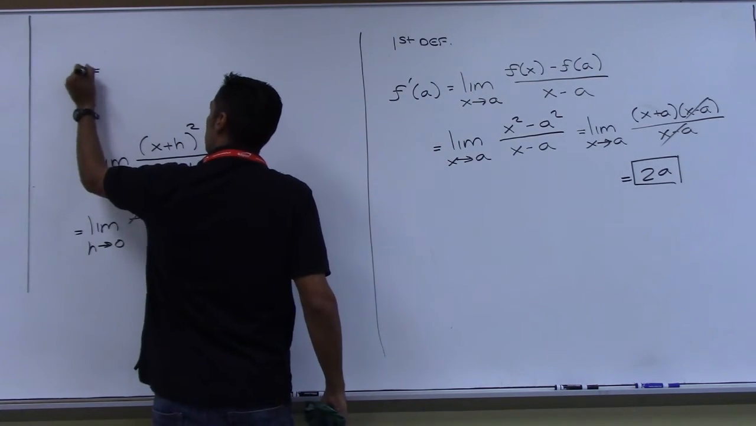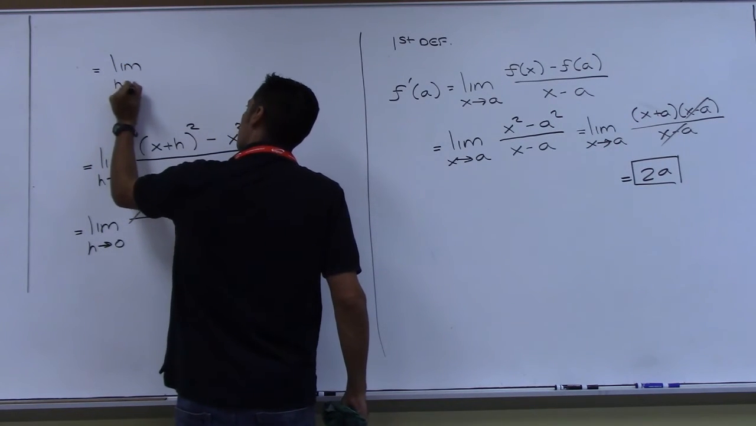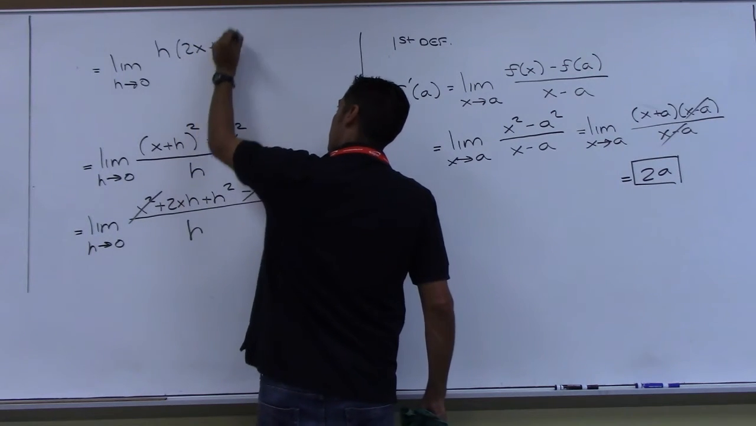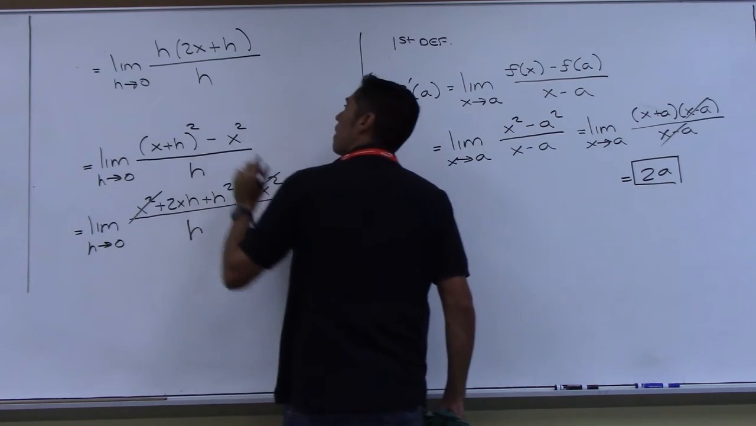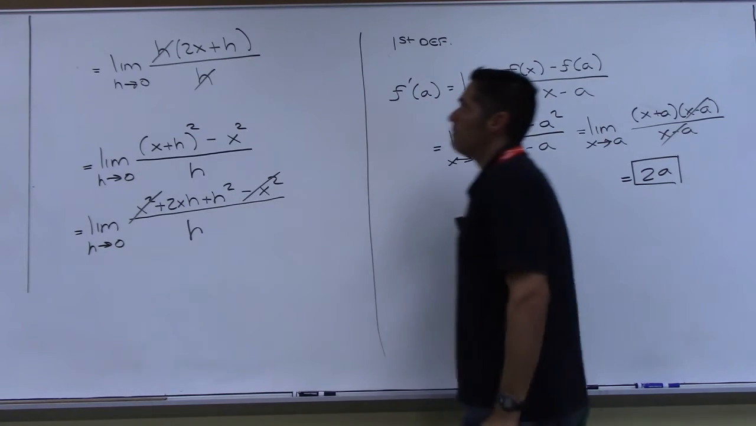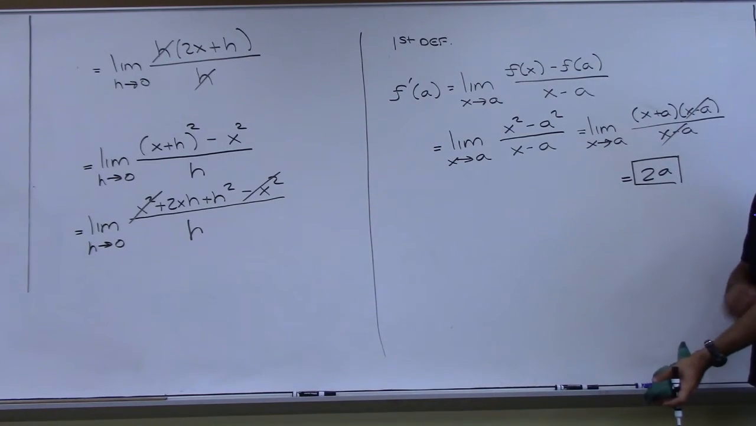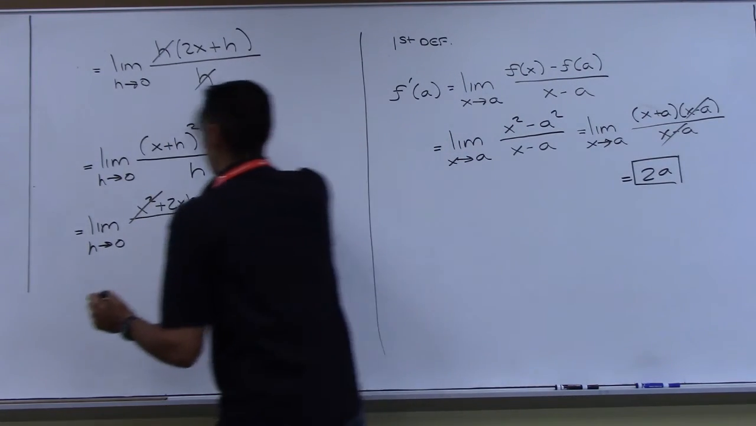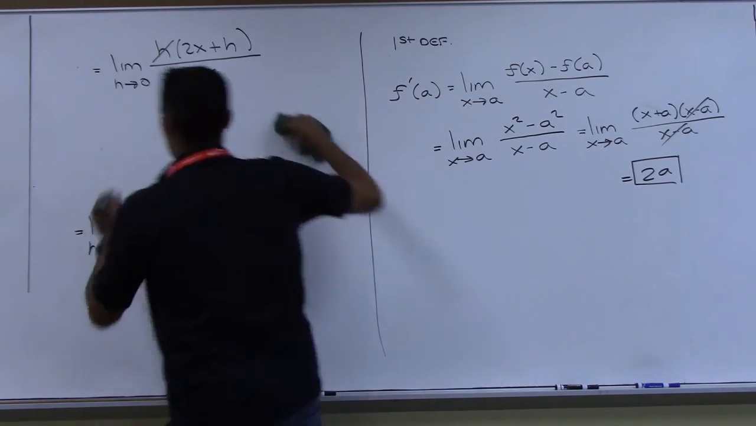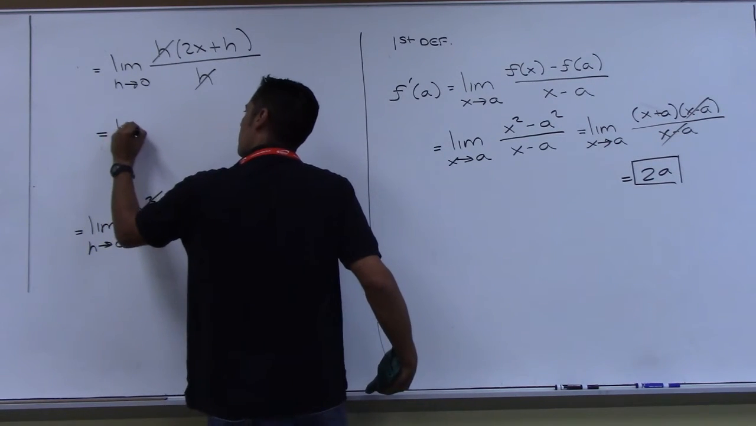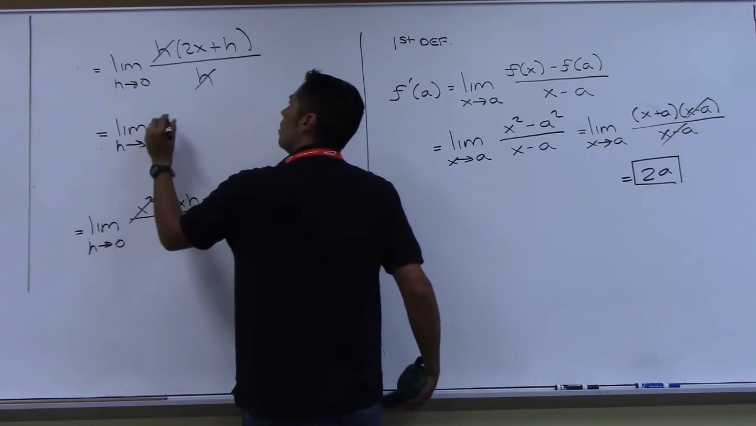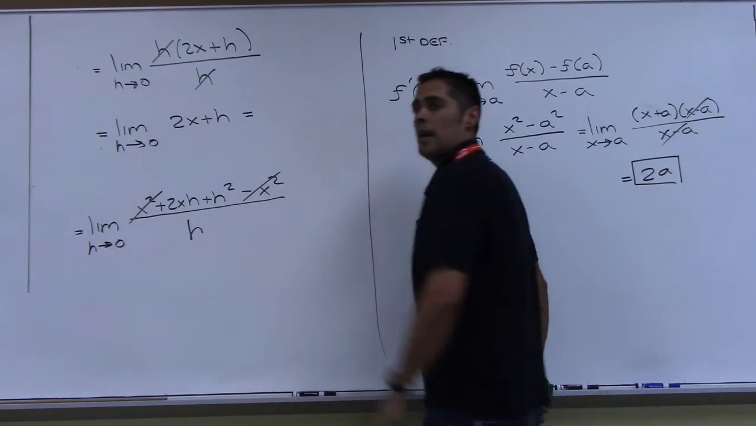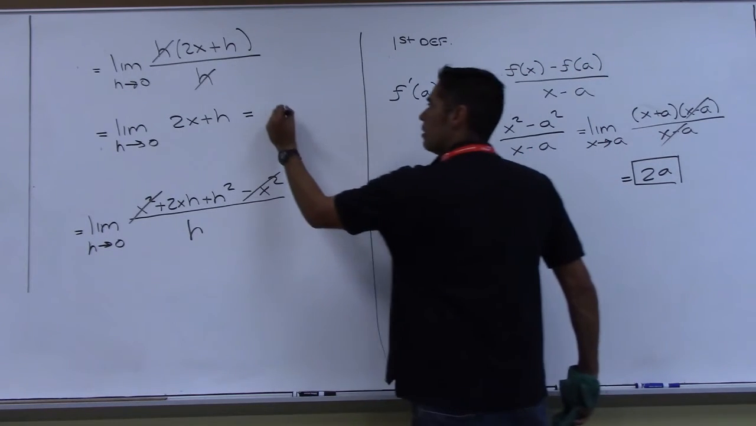So this will be the limit as h goes to 0. I'm going to pull the h out. I'm taking my time here. 2x plus h all over h. Cancel the h's. All that's left is the limit as h goes to 0 of 2x plus h, right? And let h go to 0 now. What do you get? 2x.